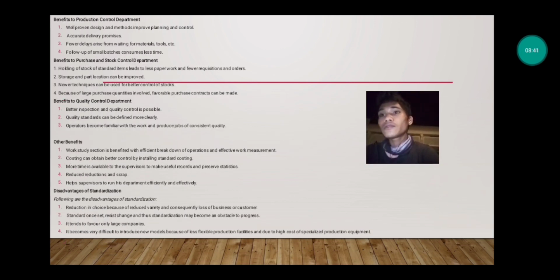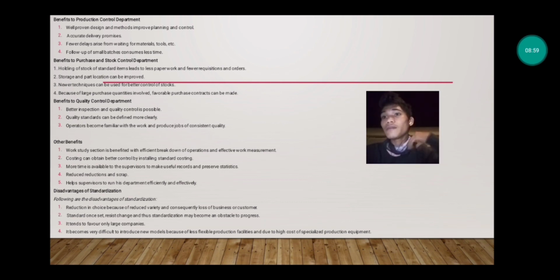Benefit of production control design: it will provide proven design and method to improve planning and control. Diba kinahanglan ma-prove nila yung design nila yung kanilang pamaagi para sa kanilang mga business.